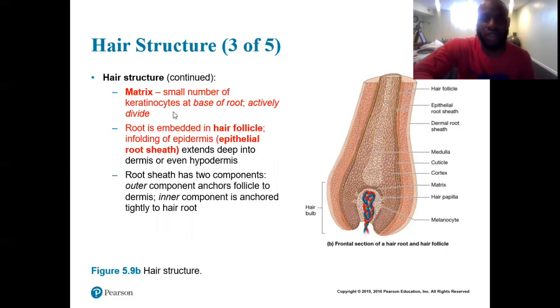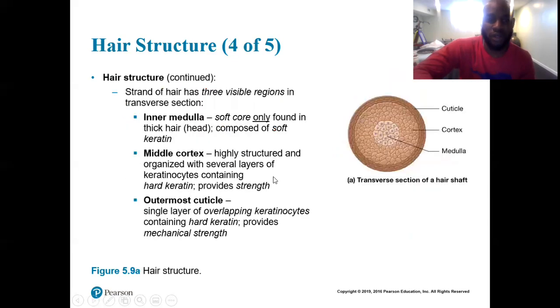This is the basic structure of the hair. You have what we call the matrix, a small number of keratinocytes at the base of the root that actively divide. That means they go through mitosis. The root is embedded in the hair follicle, an enfolding of epidermis that extends deep into the dermis or even the hypodermis. Like I said, it has a blood supply here, and these cells continually grow out just like the epidermis does in your skin, and it produces this hair. This is the general structure.